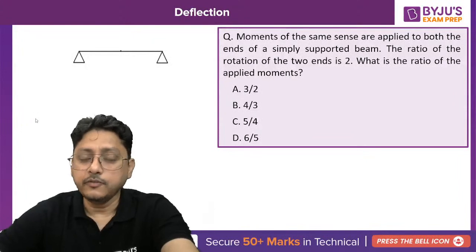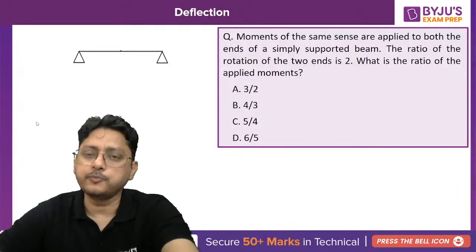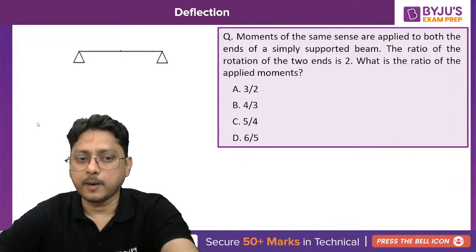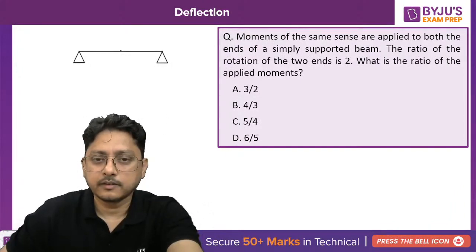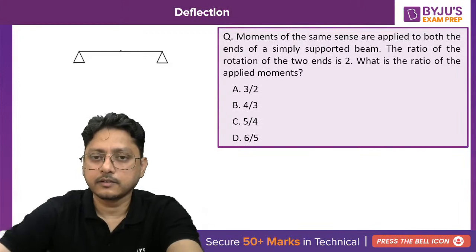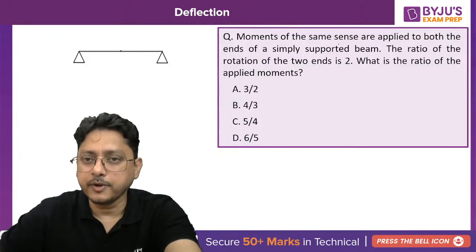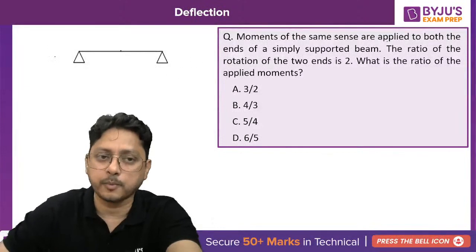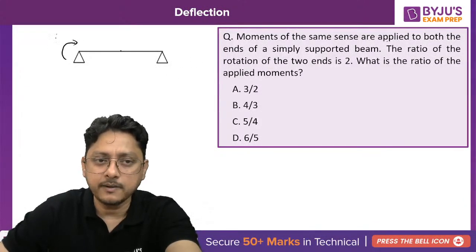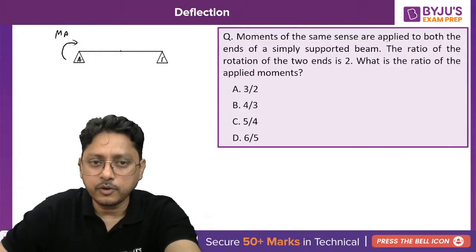This is very simple. If a moment is applied, you need to know what slope you are going to get. The moments are of the same sense, which means if I apply a clockwise moment, I apply the same clockwise moment at the other end. Suppose I apply the clockwise moment MA here at support A, and the same clockwise moment MB at support B.